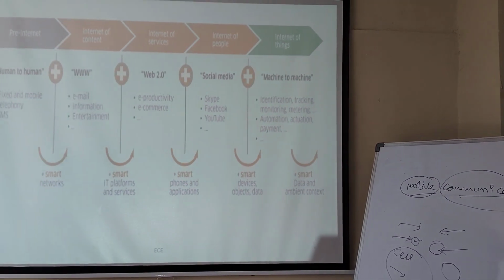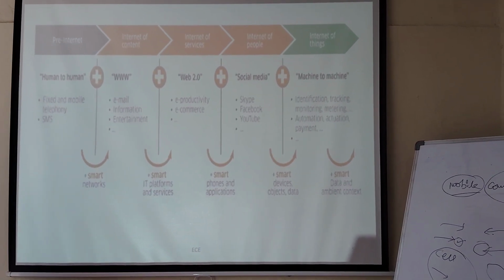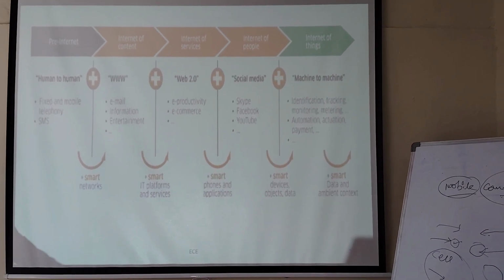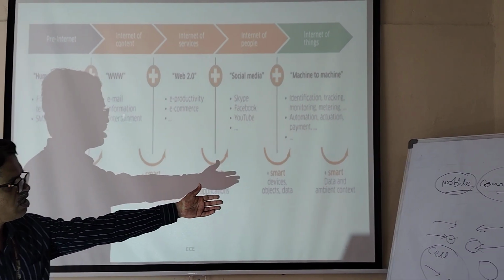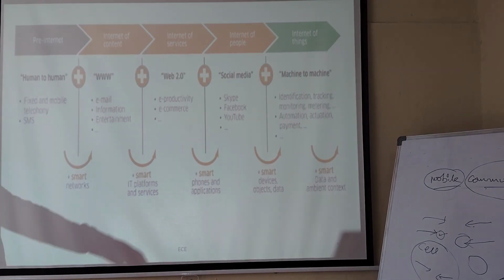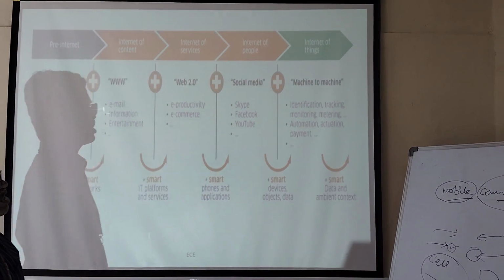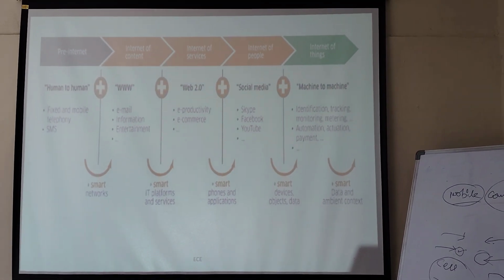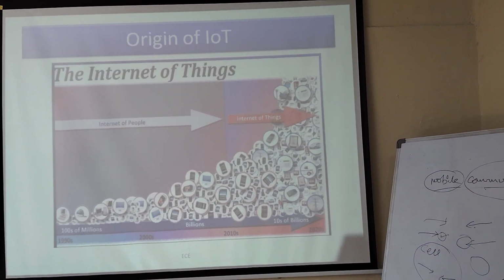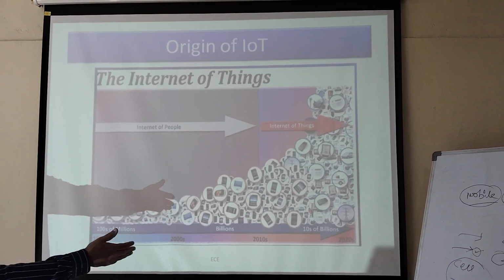The main purpose of IoT is to make complex communication simplified, where automation comes into the picture. Smart devices, and monitoring and controlling of remote things, are done in IoT. Identification, tracking, monitoring, metering, automation, actuation, and all those things come into the Internet of Things. This is all about the Internet of People to the Internet of Things from 2000 to 2020.